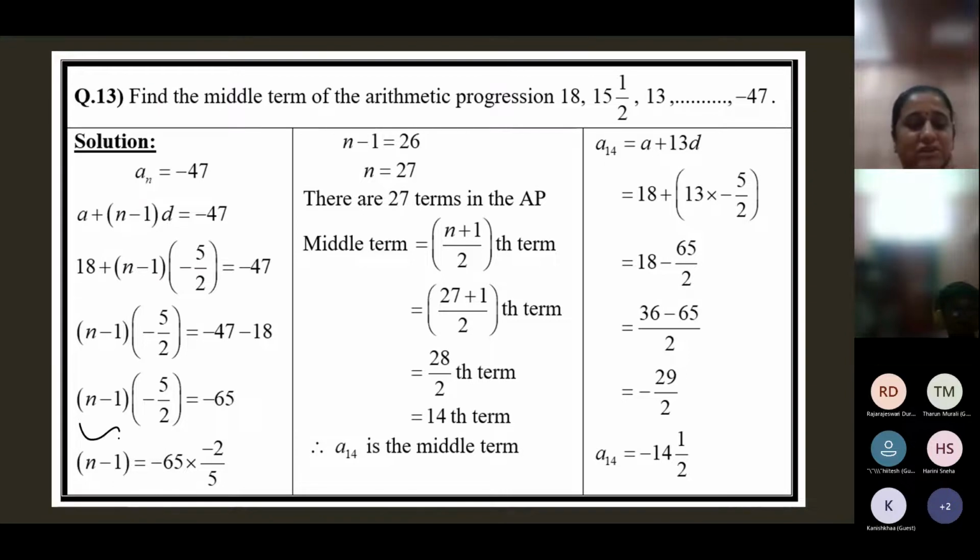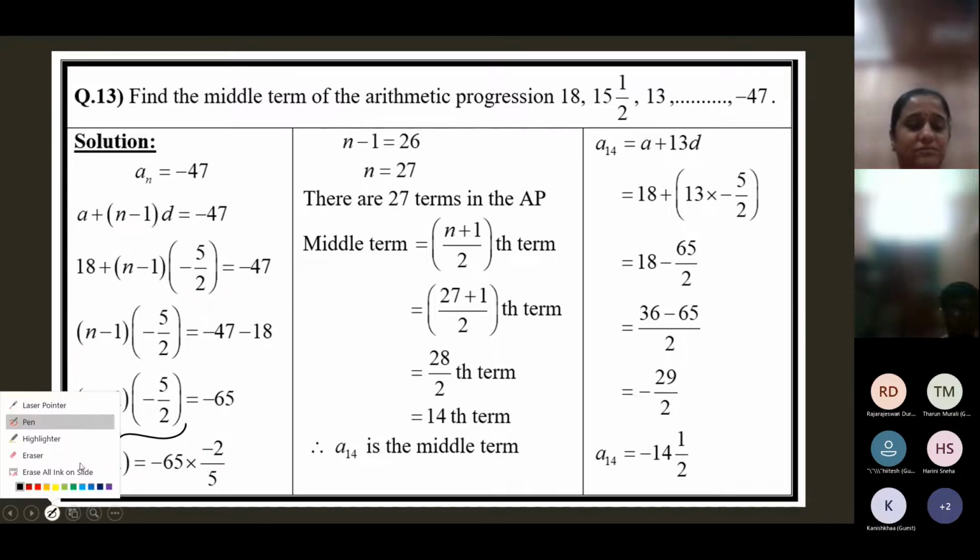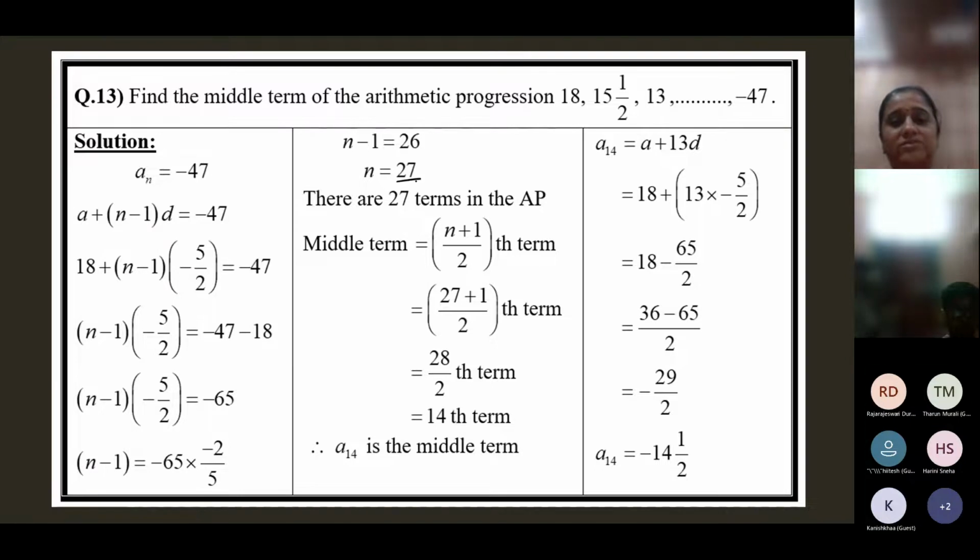Because it's in multiplication here, it will not go as plus 5 by 2. It's in multiplication, so we'll go for division, that means reciprocal, so into minus 2 by 5. Be careful there. So there are 27 terms, and the middle term is 27 plus 1, 28 by 2, the 14th term. So A14 is the middle term. And then find A14, which is A plus 13D.